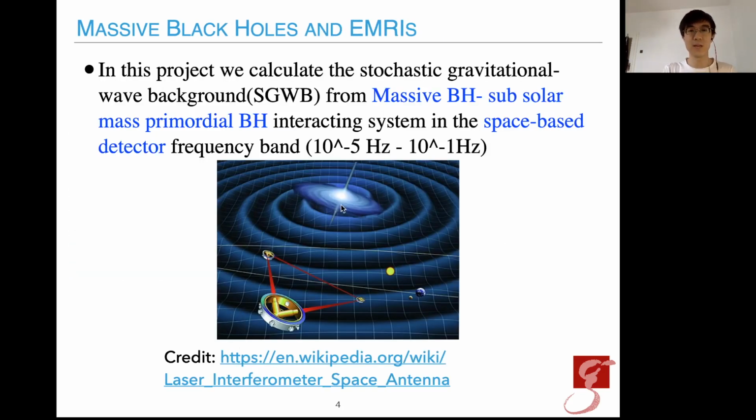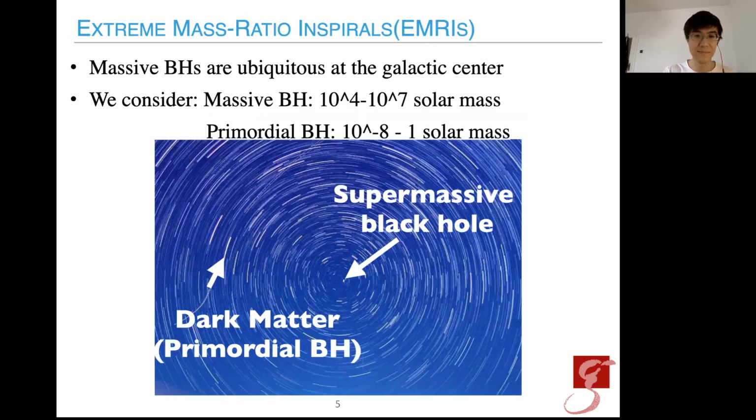So in this project, we consider the stochastic gravitational wave background. It is a superposition of many single, weak sources, and from the EMRIs, the more massive black holes are the supermassive black holes located at the center of almost all galaxies. And we assume that the lighter black holes are primordial black holes with subsolar mass. This choice is because this kind of GW signal is within the frequency band of LISA.